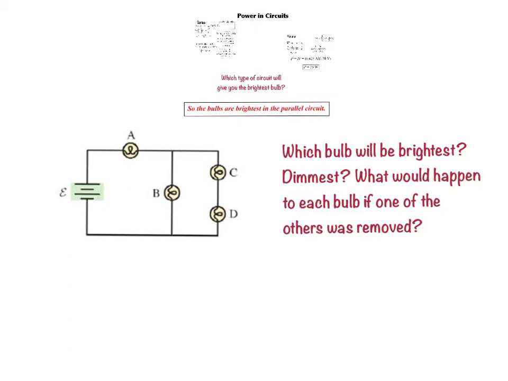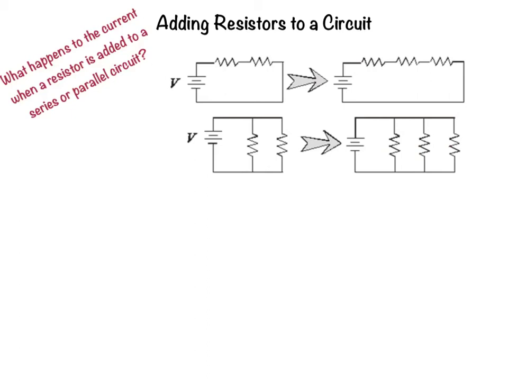Now let's take a look at what happens when we add circuit elements into a circuit, and then how we measure voltage, current, and resistance in a circuit. So let's explore this question. What happens to the current when you add a resistor to either a series circuit or a parallel circuit?